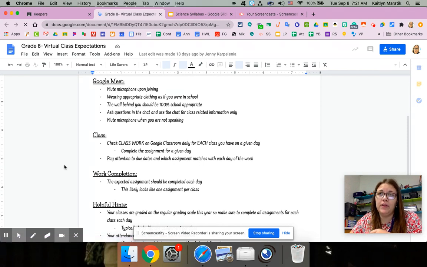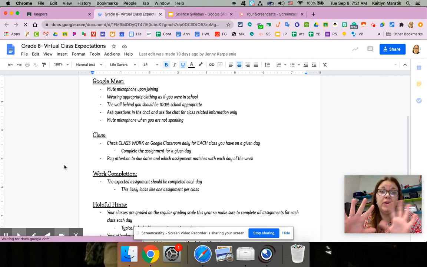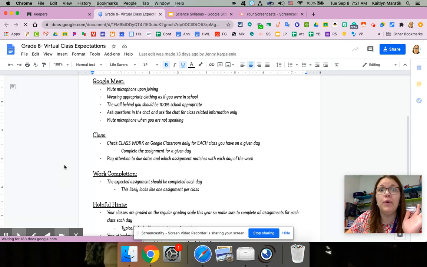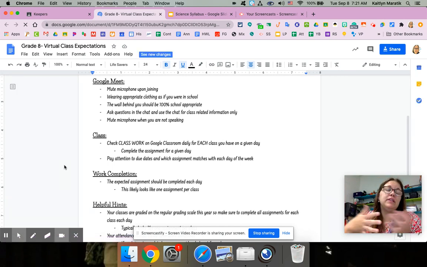Wear appropriate clothing. We had talked about this a little bit last week, and some people asked, can we wear pajamas? I don't know what your pajamas look like. I don't want to know what your pajamas look like. That is your business. But if you're in doubt, throw a hoodie on, okay? And then for the rest of the day, if you're not on a meet, honestly, you can wear whatever. I'm not your pajama police. I'm not your outfit police when you are at home.